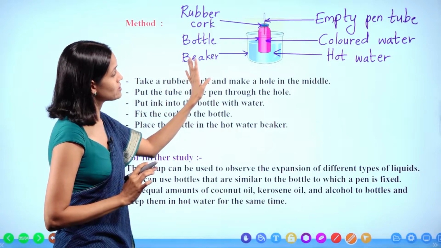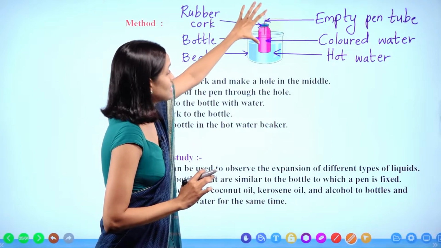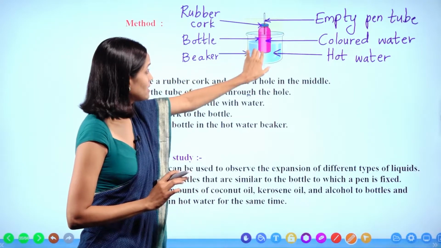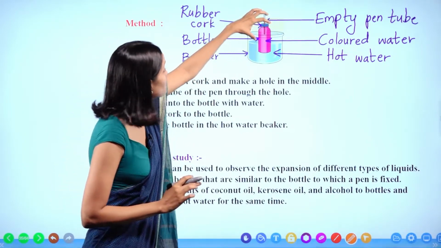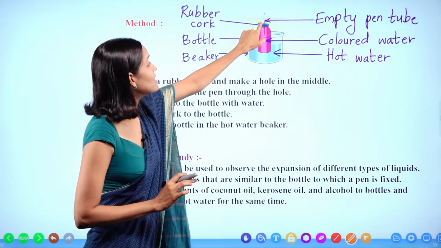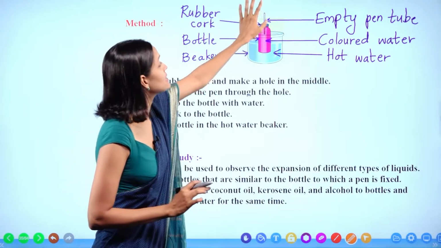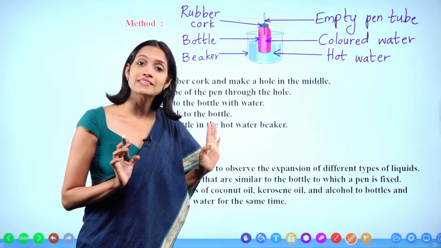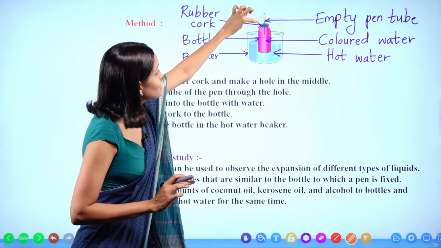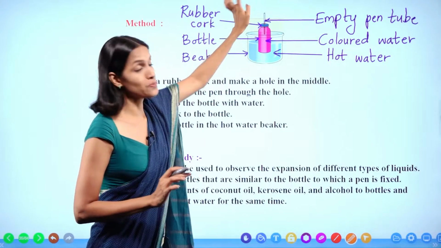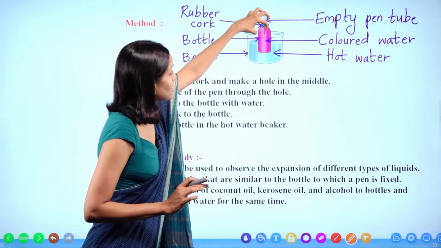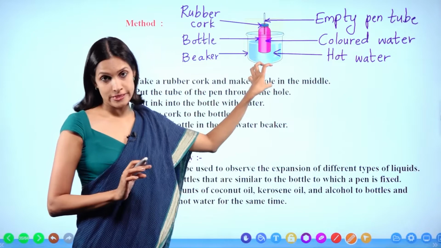Then what you have to do is immerse this entire setup, which means the bottle and the pen tube with colored water, in hot water. And you have to observe what happens to the level of this colored ink inside the empty pen tube. Okay, children. You are going to see that when you immerse this bottle in hot water, this level rises up through the empty pen tube. This happens when we immerse this entire setup, this bottle, in the hot water.